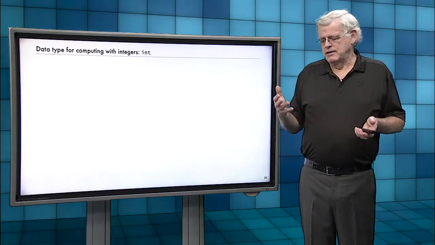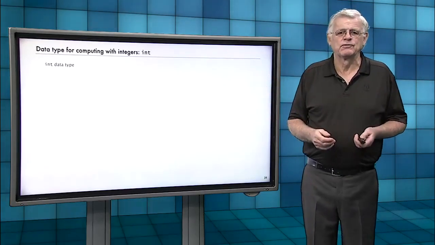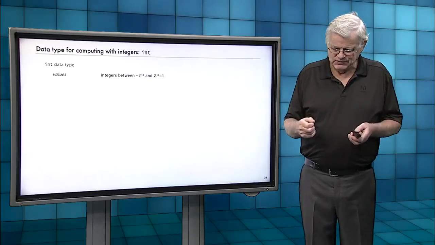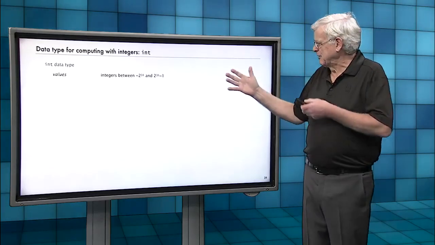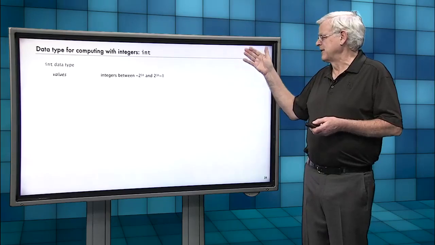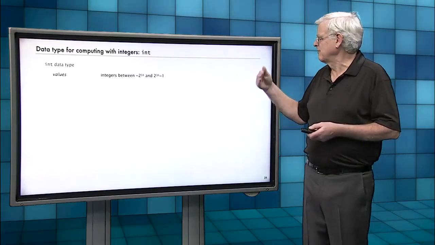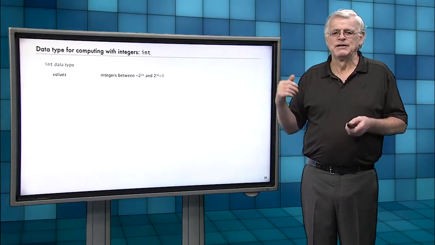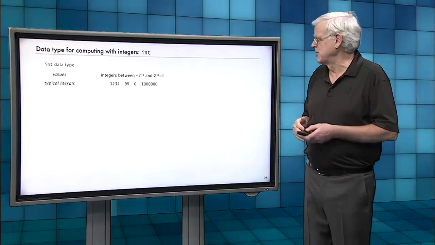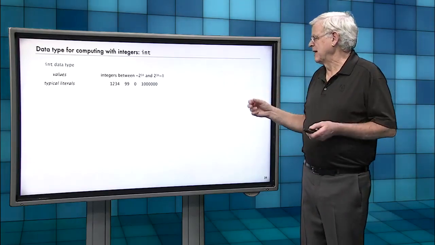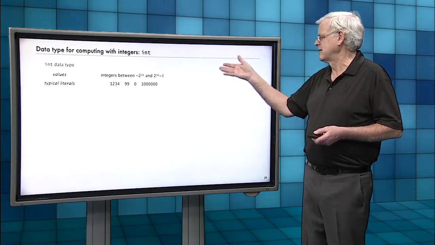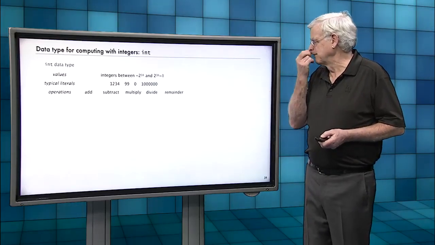Now we can look at computing with integers. The int data type, again, what's the set of values? In a computer, it's got to be finite, and in Java, the set of values for an int are the integers between -2^31 and 2^31 - 1. This range has to do with the way the integers are represented within the computer, and it's useful for typical applications. Literals are just strings of digits that represent integers in this range.